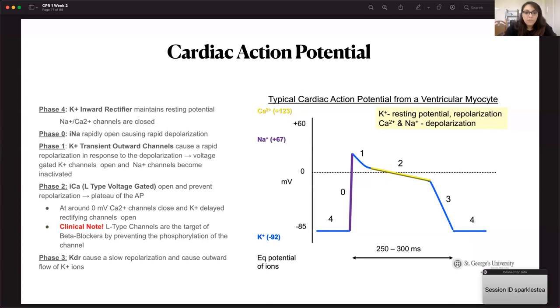Real quick before we move on, I just got a message in the chat. Yes, phase one, I don't know if I called it rapid repolarization. It's not rapid, sorry. This is your initial repolarization. If you look at the graph, we went from depolarization to phase one, so it is your initial repolarizing phase. Phase three over here is your official rapid repolarization phase. Sorry if I confused anyone or said the wrong thing. I definitely did not mean to do that. Okay, next slide.